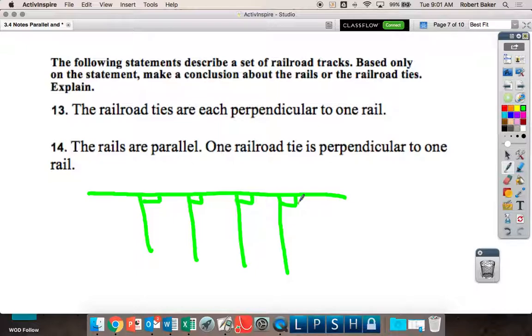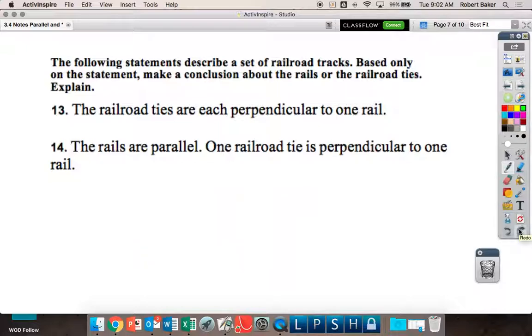Does that make sense? That is like Theorem 3-8, maybe 3-9, where it says if I have multiple things that are perpendicular to one line, all those multiple things are parallel to each other. All right, number 14 says the rails are parallel.